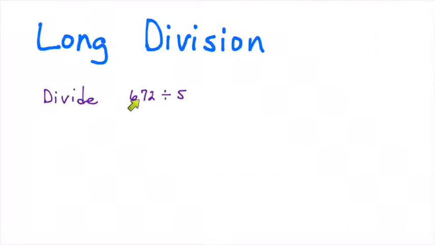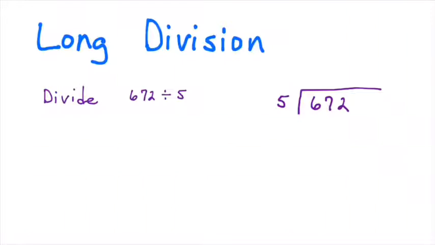So we're going to divide 672 divided by 5. And of course, you know that whatever comes before the division symbol is the dividend, and whatever comes after is the divisor. So we want to see how many times 5 divides 672, or how many times 5 goes into 672. Sometimes we call this the doghouse. The 672 goes under the doghouse, and the 5 goes outside.